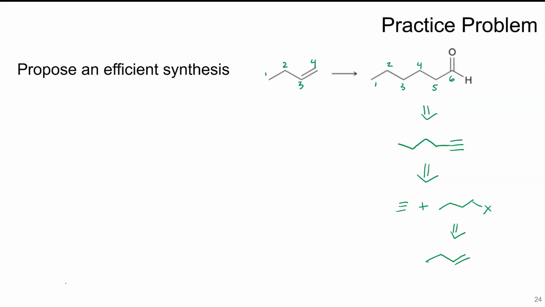So in my forward synthesis, I start with the alkene. I want to put my halogen on the end. So I have 1, 2, 3, 4. I need to use HX. We'll use HBr. And because I want an anti-Markovnikov product, I want to use the peroxide.